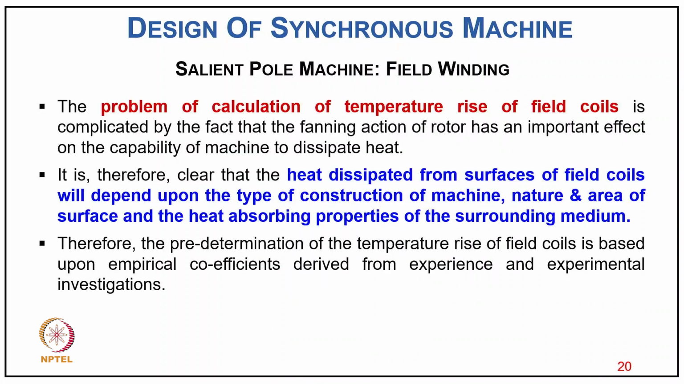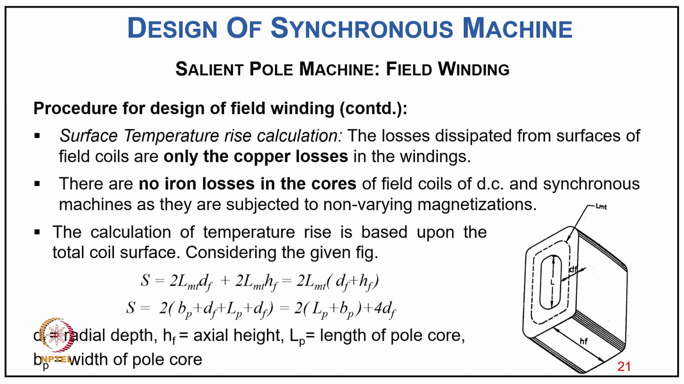peripheral velocity. Now the problem of calculation of temperature rise of the field coils is complicated by the fact that the fanning action of the rotor has an important effect on the capability of the machine to dissipate heat. It is therefore clear that the heat dissipated from the surfaces of the field coil depends upon the type of construction of the machine, nature and area of the surface, and heat absorbing property of the surrounding medium. Therefore, the prediction of the temperature rise of the field coil is based upon empirical coefficients derived from experience and experimental investigations.